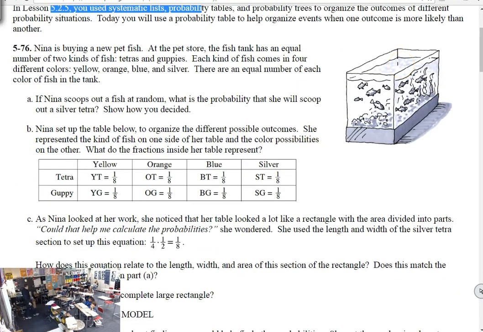So, Nina's going to buy a new fish. Now, her parents are kind of, really, you want fish? Get a small fish. So she goes and looks at the tank that has the guppies and the tetras. Anyone have fish? You own fish? Yeah. See? Guppies and tetras are little guys, and they're cool colors. Both the guppies and the tetras are broken up into yellow, orange, blue and silver.